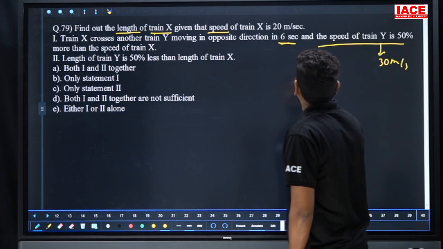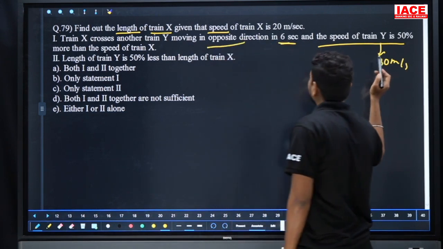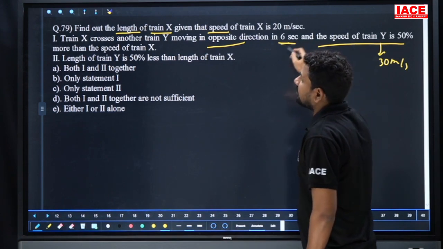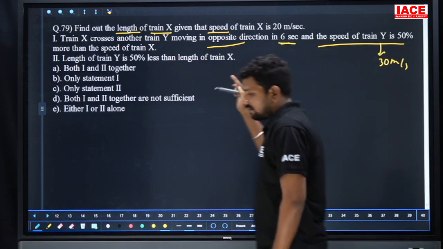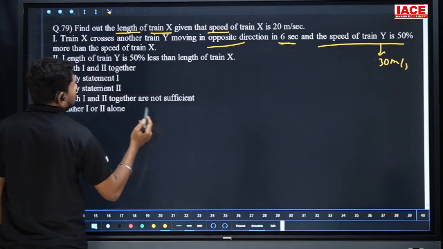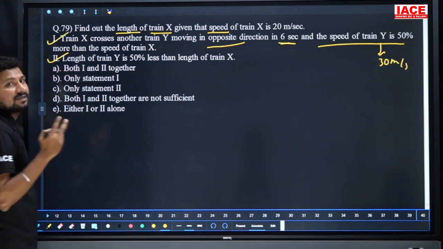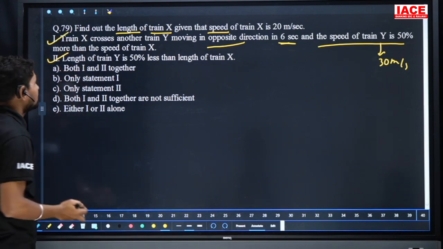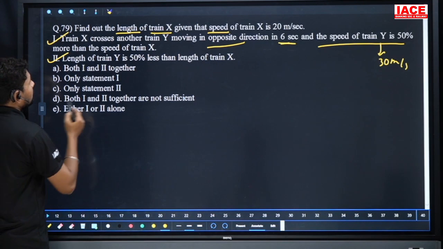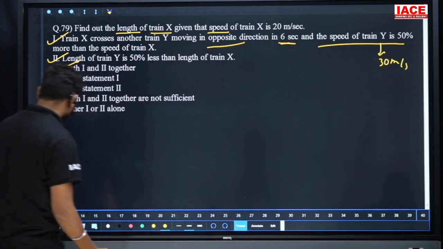When both are crossing in opposite directions, you add: 20 plus 30 is 50, 50 into 6 is 300 meters, but that is the combined length of train X and train Y. Without knowing the relation between X and Y you can't calculate, but the X and Y relation you will get from statement 2. That means how many statements are required to find the answer? Two statements are required. Here the answer is both 1 and 2 together, option A. And next one.